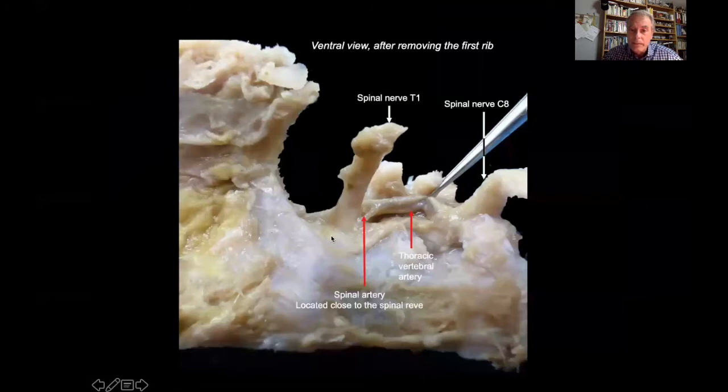Let's have a look. We are at the level of T1, the spinal nerve T1, okay? The rib has been removed. So we have the spinal artery and it enters the vertebral canal in close contact with the spinal nerve.